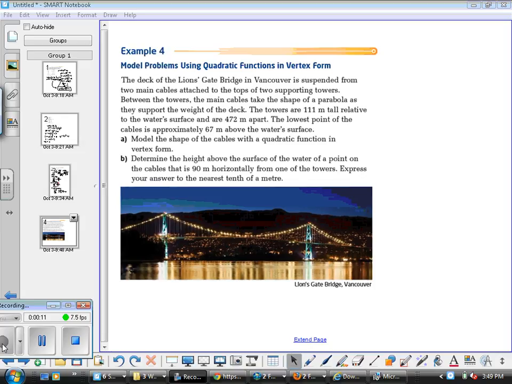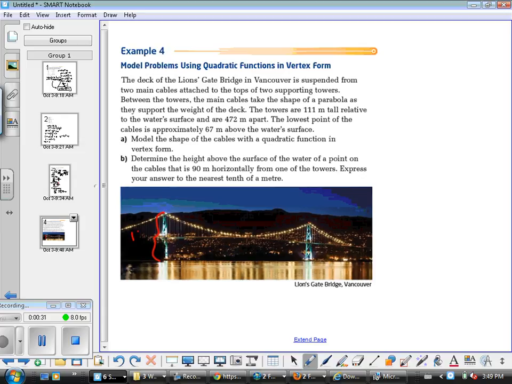It says that the deck of the Lions Gate Bridge is suspended from two main cables attached to the tops of two supporting towers, so obviously one on each side of the bridge. Between the two towers, the main cables take the shape of a parabola as they support the weight of the deck. The towers are 111 meters tall relative to the water's surface and are 472 meters apart.